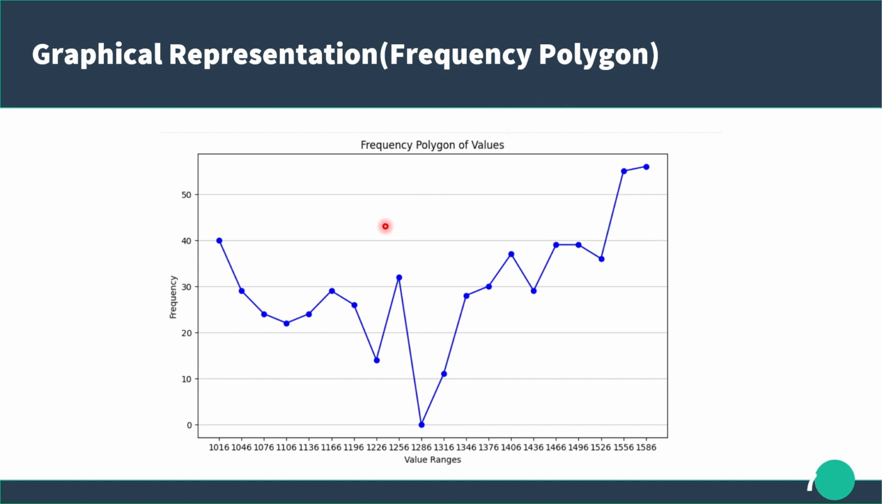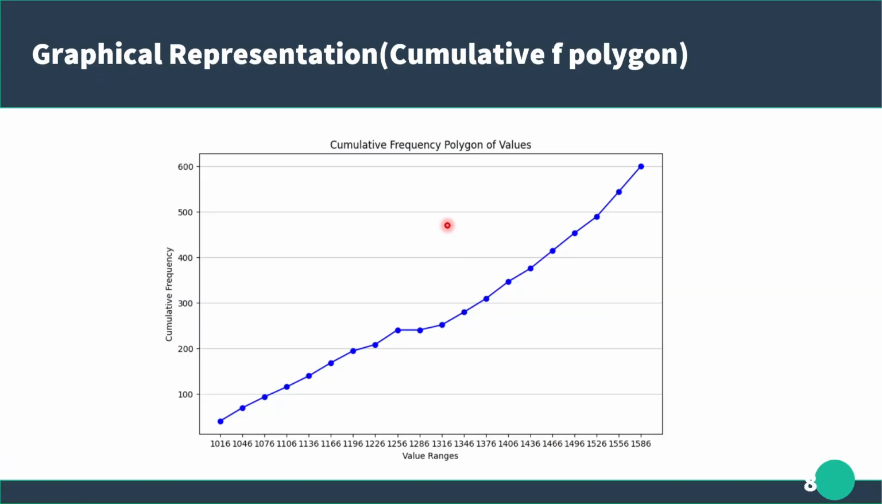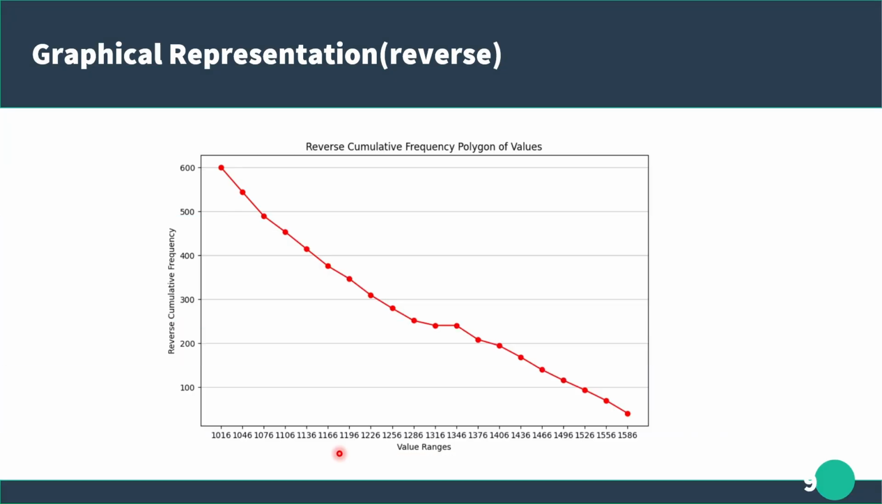Now this is a frequency polygon. It is formed by joining the midpoints of the classes, and it has the frequencies on the y-axis and the classes on the x-axis. This is a cumulative frequency polygon. Let me clarify that a cumulative frequency polygon is of two types, less than and greater than. This one is a greater than cumulative frequency polygon. Here we have the cumulative frequencies and these are the classes. This is the less than cumulative frequency polygon.